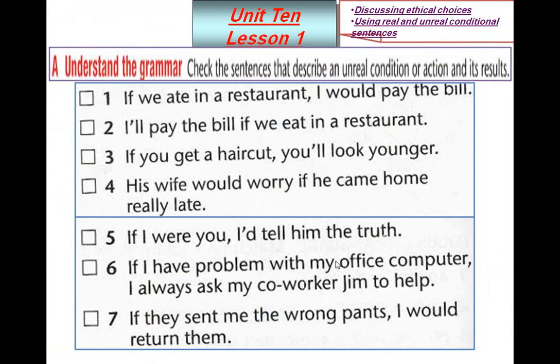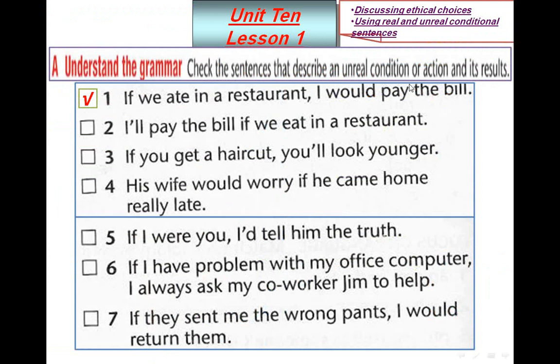Your book's exercise A, check the sentences that describe an unreal condition or action and its result. Unreal means if clause simple past, result would plus the base form of verb. Example number 1. If we ate in a restaurant, I would pay the bill. So this form, real or unreal? Very good, it's unreal. Here we have ate, the simple past, the result would plus the base form of verb, so check it.